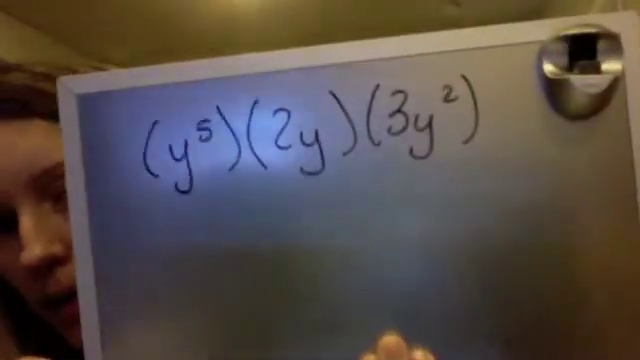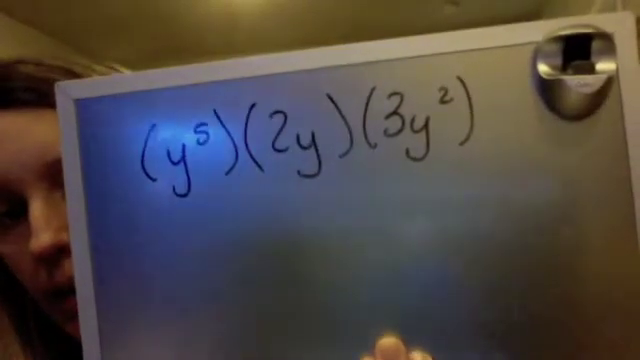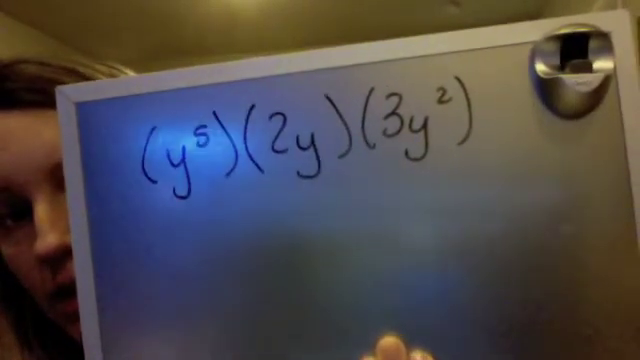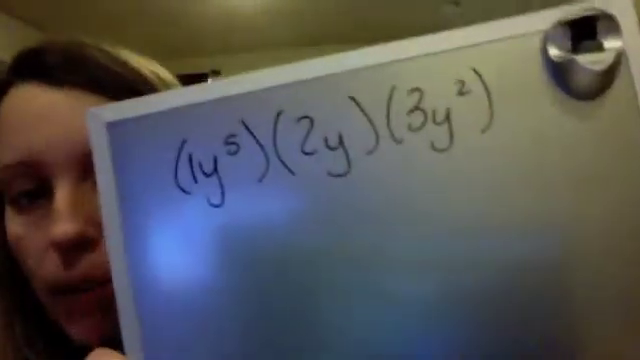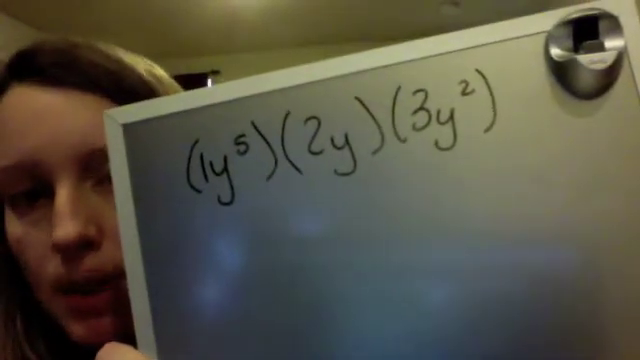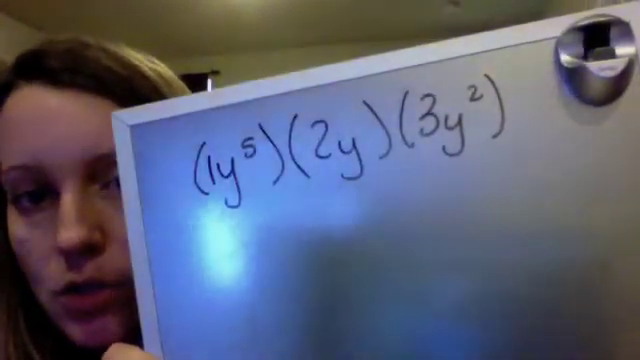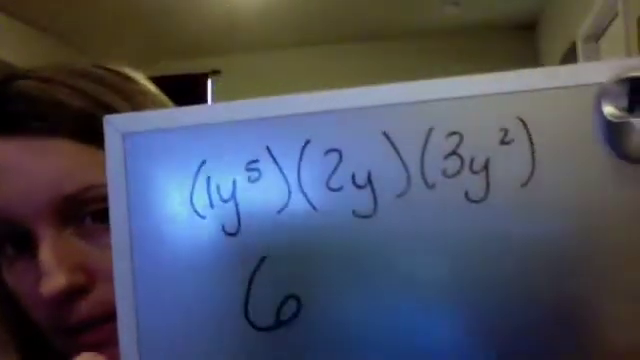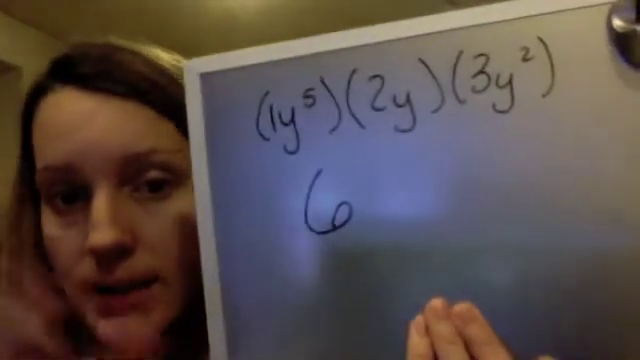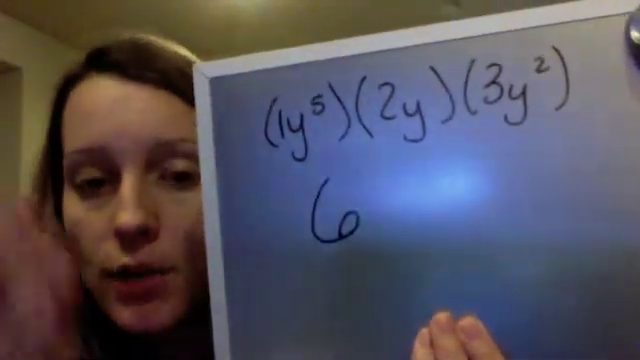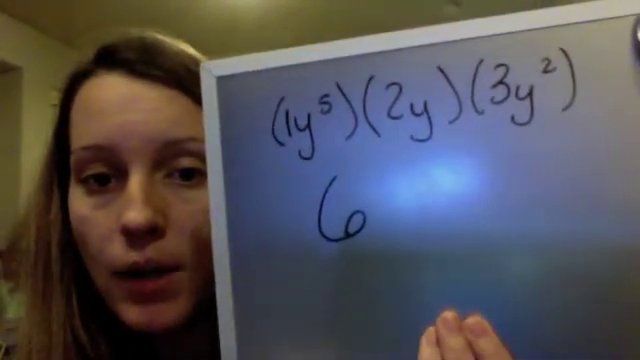Okay, so y to the 5th, 2y, and 3y squared. So my coefficients, there's actually a 1 in front there, there's never no coefficient. I've got one of them. So 1 times 2 times 3, 1 times 2 is 2, times 3 is 6. So my coefficients give me 6. Now even though I'm multiplying the coefficients, I do not multiply the exponents because the bases are the same. So I have y to the 5th, I have a y, and a y squared.